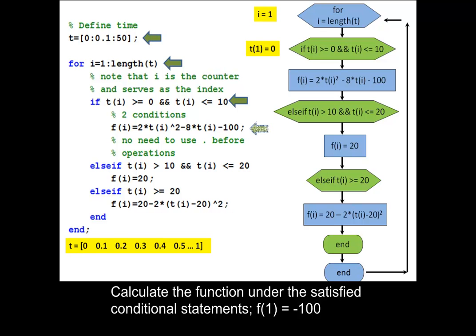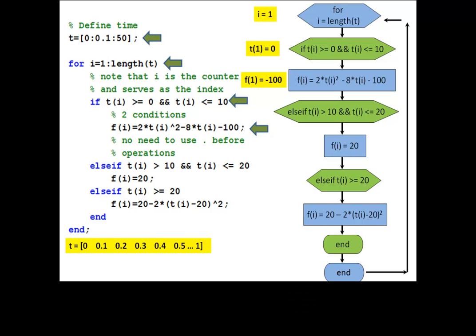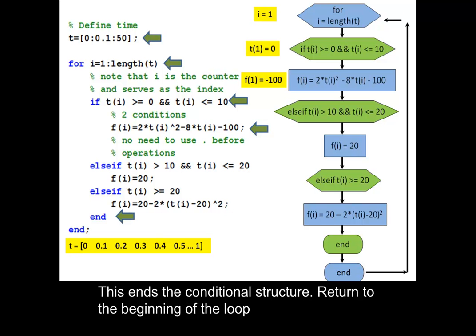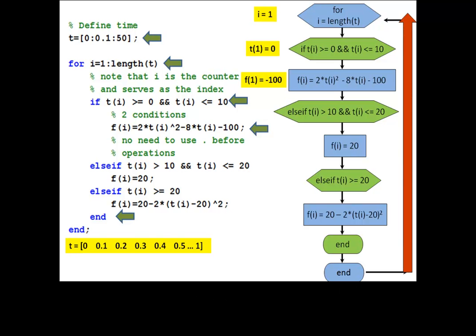Calculate the function under the satisfied conditional statements. F of 1 equals negative 100. This ends the conditional structure. Return to the beginning of the loop.